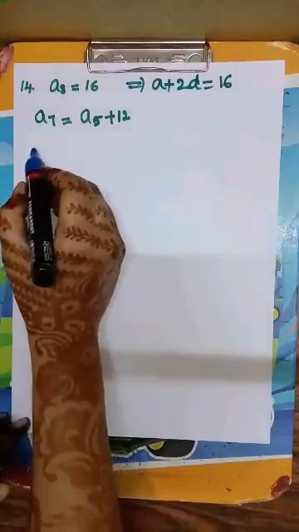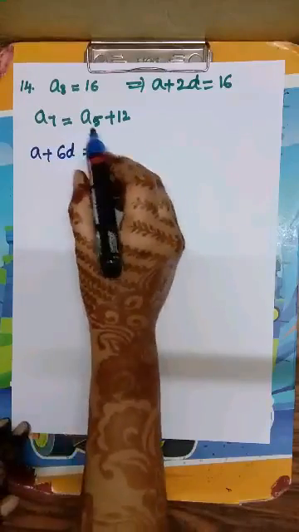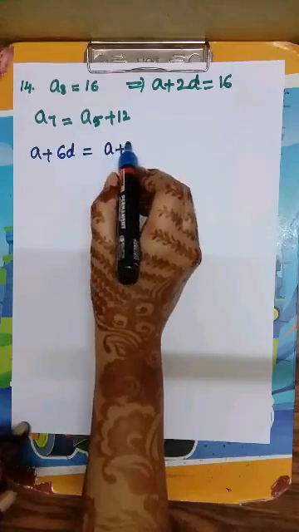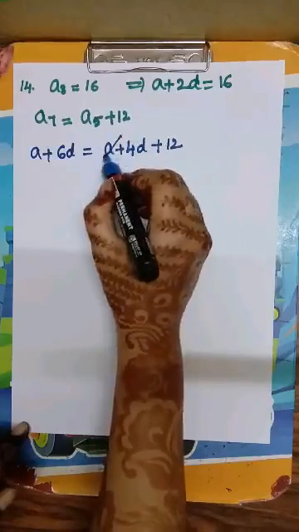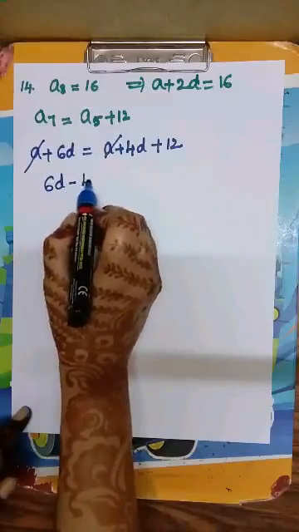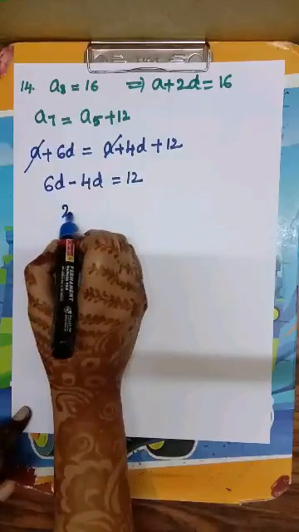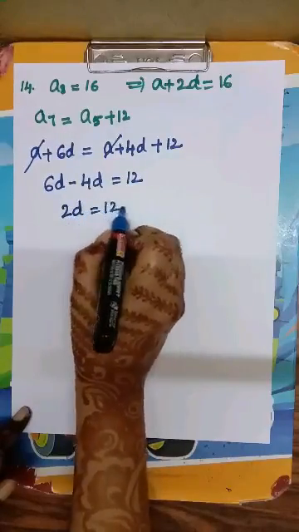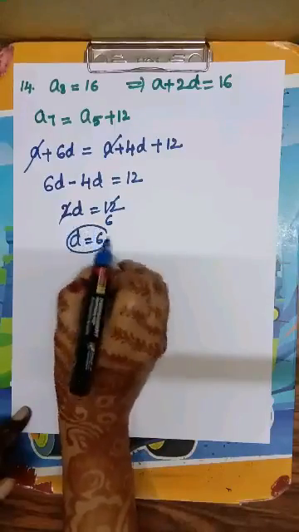Now the seventh term: a plus 6d is equal to the fifth term formula a plus 4d plus 12. a gets cancelled. Collect d. 6d minus 4d is equal to 12. 6 minus 4 is 2d is equal to 12. 2 sixes are 12. We got the value of d as 6.